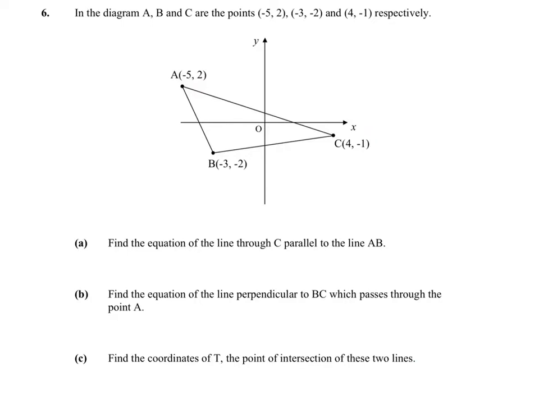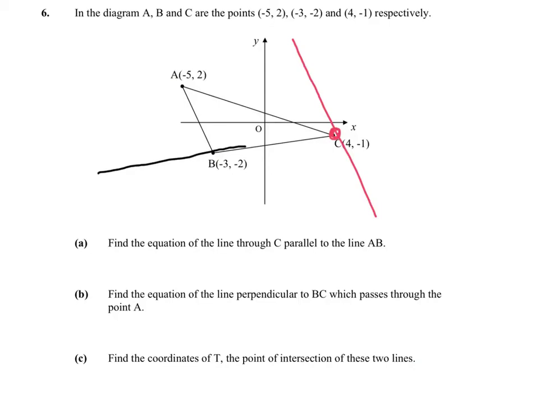So we've got the point C here. We want to find a line that's passing through this point, which is parallel to this line here, AB. That means if we were to draw it on, it would probably look a little bit like this. Part B of the question asks us to find the equation of the line perpendicular to BC, which passes through the point A. So first of all, I'll extend BC.